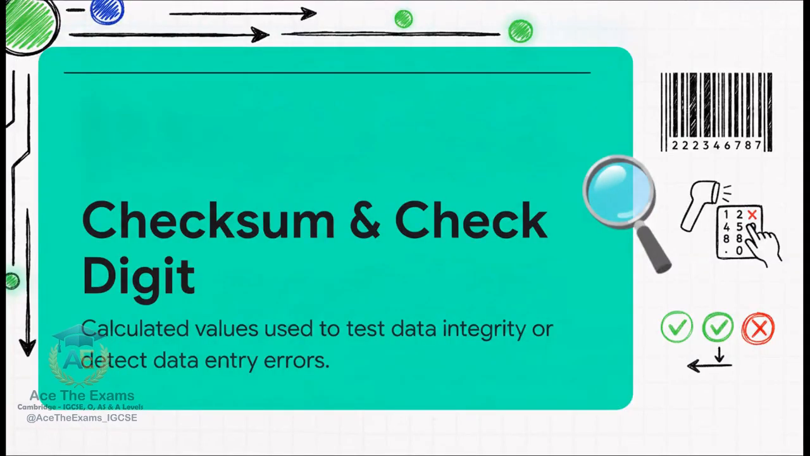Let's secure our very first quick win right now by firmly establishing the technical reality of what these two error checking methods actually do. A checksum? That's a calculated value used to test data integrity specifically during data transmission over a network. But a check digit is an extra digit appended to a number, like a barcode, to detect data entry errors made by a human or a scanner. They are two totally different tools built for two totally different digital environments.